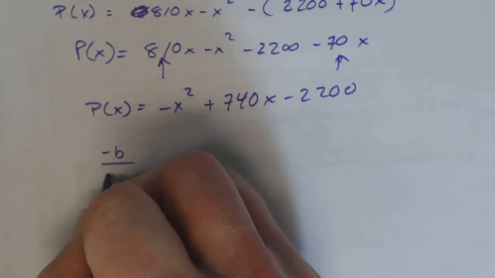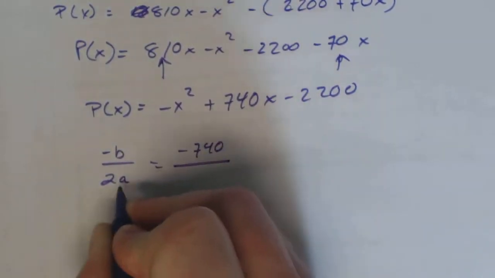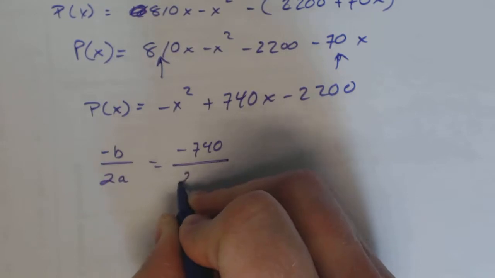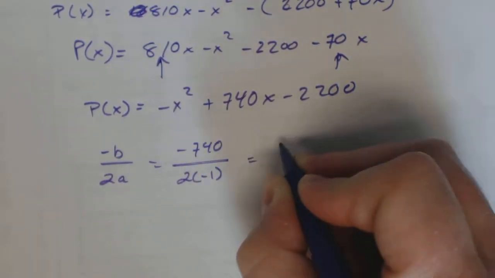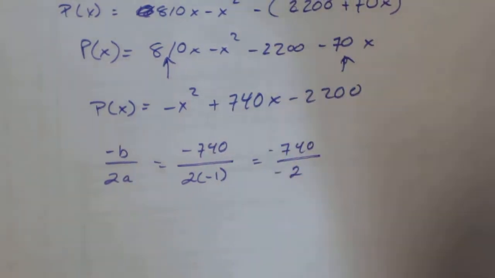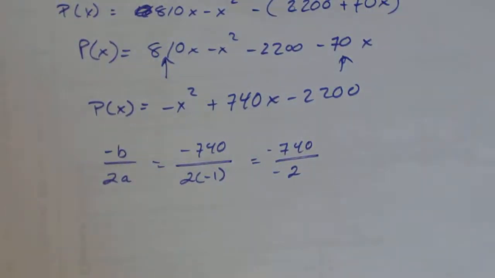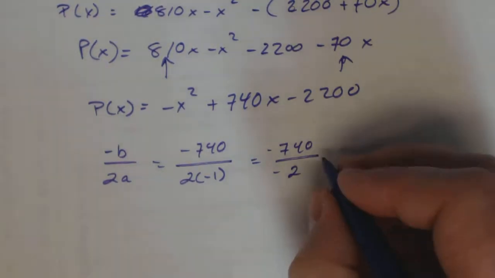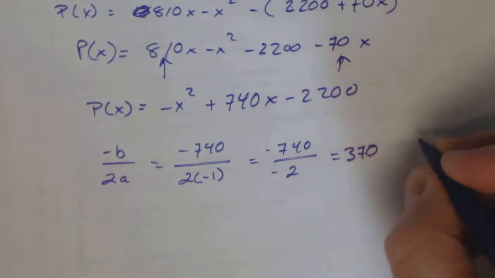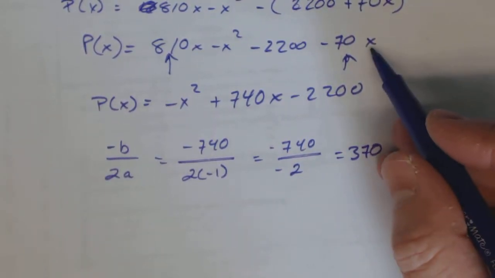Negative b over 2a, negative 740 over 2 times a, which is negative 1. So 740 divided by 2. They're both negative, but they would cancel. So 740 divided by 2 would be 370. Now this is the x coordinate of the vertex, and that x coordinate stands for the number of units sold.